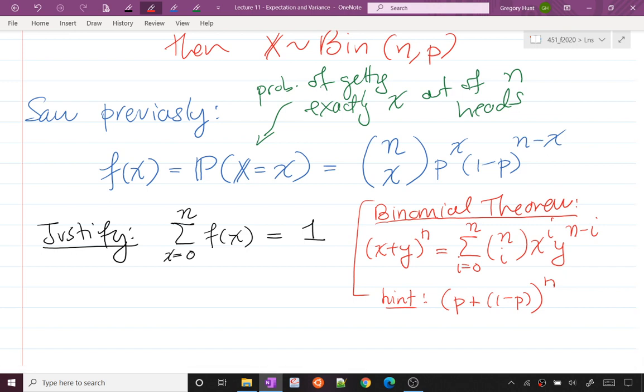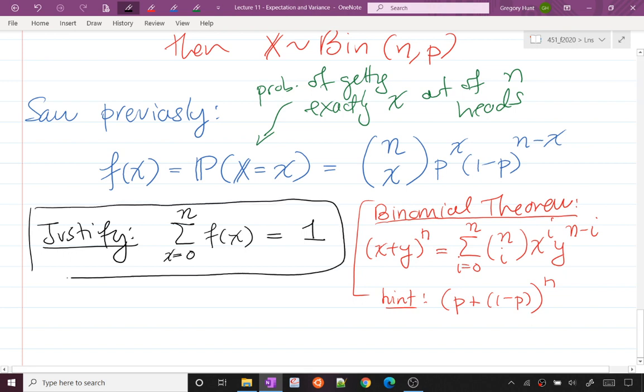That should give you something like that. Yeah, I think that's a good enough hint. But the main point is you can show that this thing sums to 1, which is not super trivial. You have to believe this binomial theorem. Okay, not the main point.